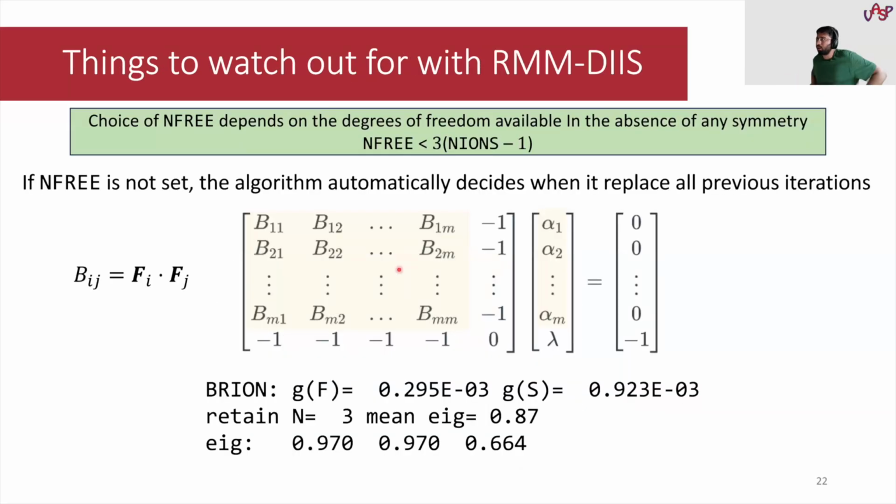A note, so things to watch out for with DIIS. Note that NFREE can only be as many as the degrees of freedom that you have in your system. In the absence of any symmetry, this is 3 times N ions minus 1. Why minus 1? Because you have translational symmetry. The idea is basically one atom is independent and everything else depends on that atom. And 3 because you have 3 positions, x, y, and z. So make sure that it's lesser than that.